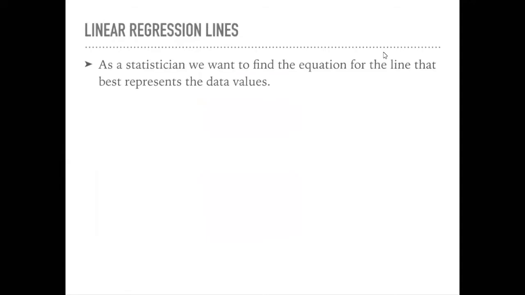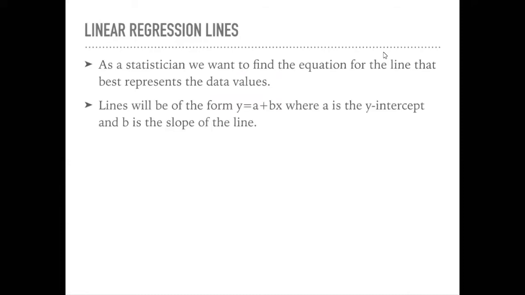So as a statistician, we want to find the equation for the line that best represents the data values. Lines are going to be given in the form of y equals a plus bx, where a is the y-intercept and b is the slope of the line. And I know it looks different than what you're used to from college algebra.